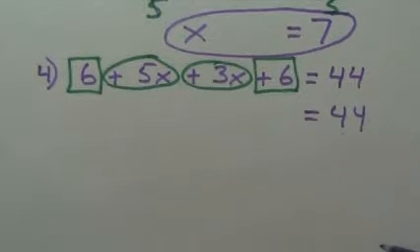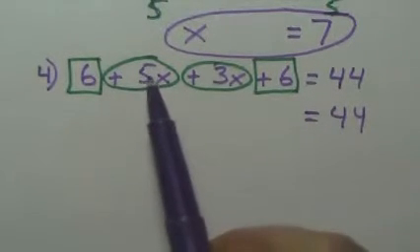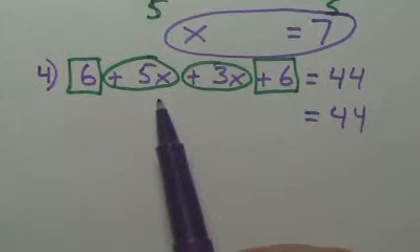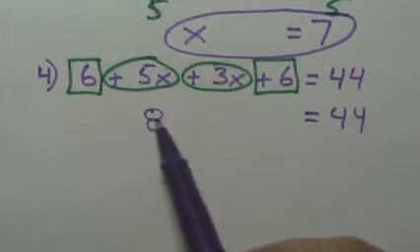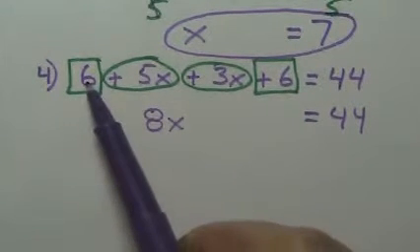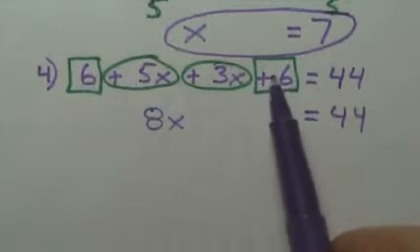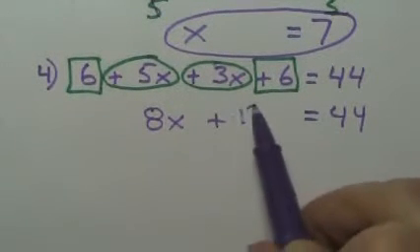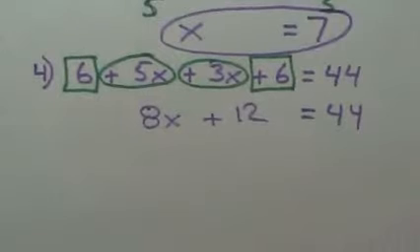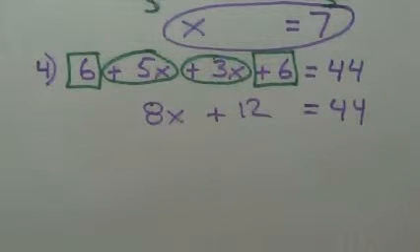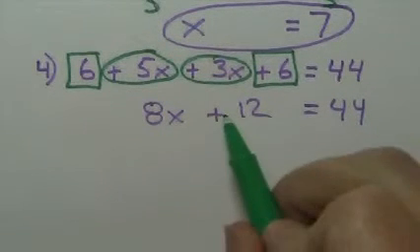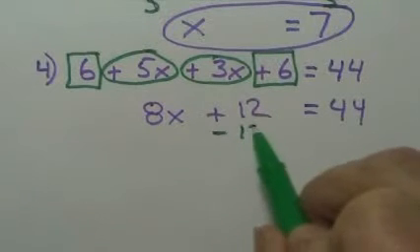See, I'm keeping my equals lined up. So I'll put together my x's. 5x and 3x makes 8x. Then I have 6, positive 6, and positive 6 makes positive 12. Okay, now I'm down to a two-step equation. This is easy now. I get rid of this constant. I subtract 12.